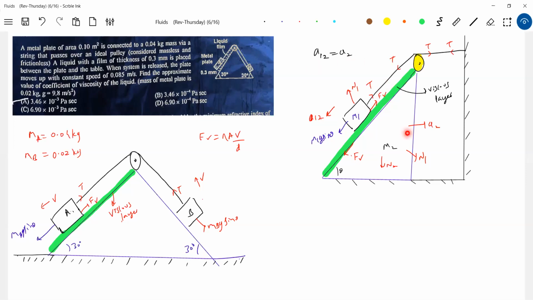Then write down the equations. But how to calculate the viscous drag? What is the viscous drag? Eta A V by the thickness of this layer, let it be D. Okay, fine. This calculation of viscous force is what you should be careful about. What should we take as V? Velocity of the block with respect to the layer, no? And what is the state of the layer? Layer at rest or in motion?